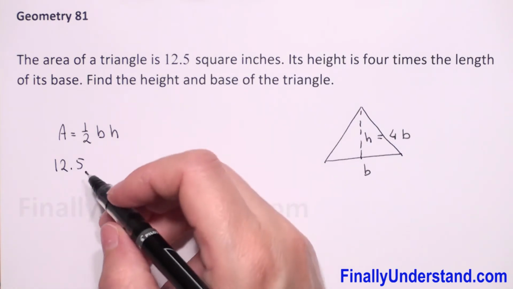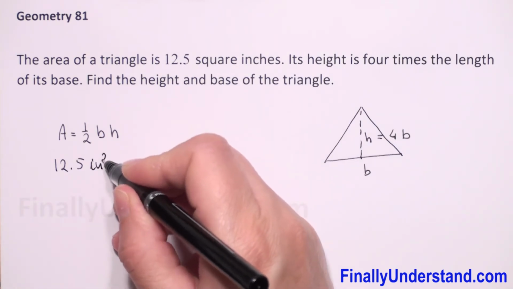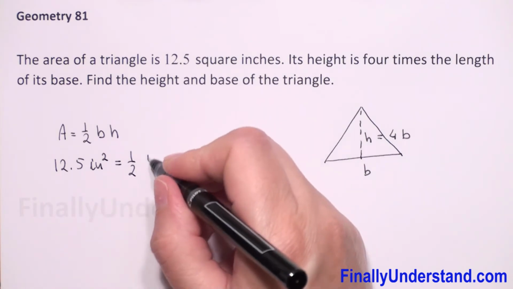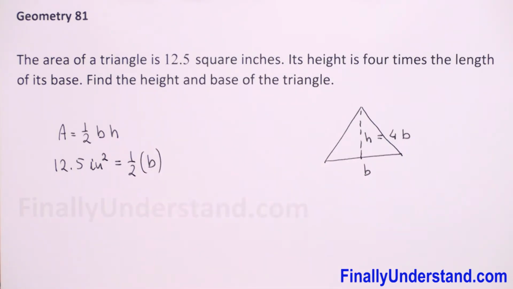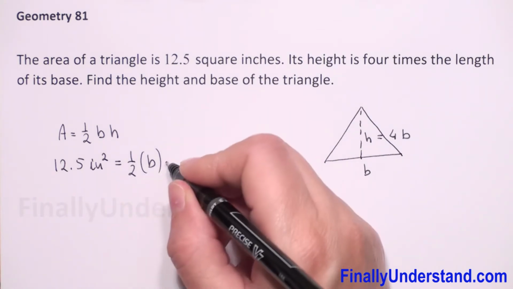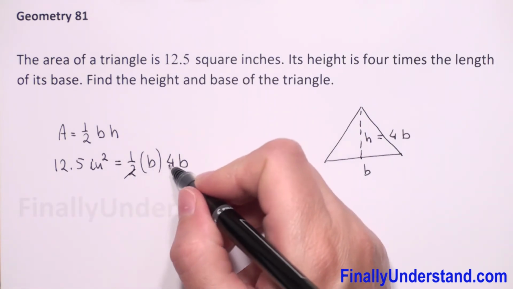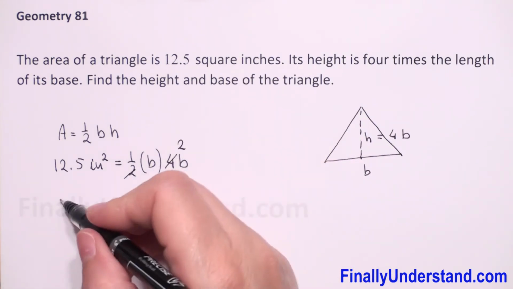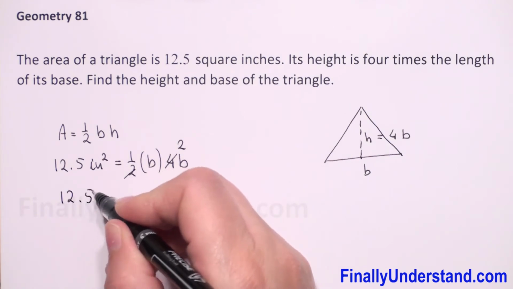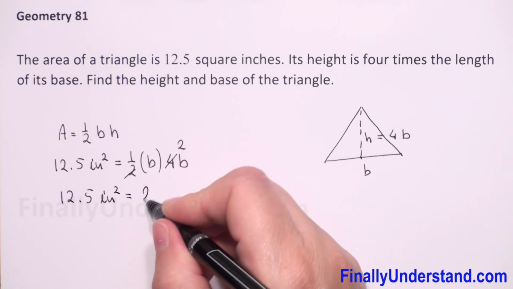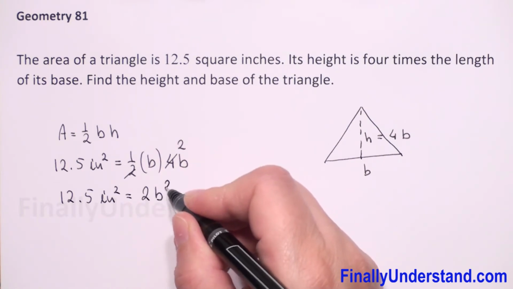0.5 square inches is equal to 1/2 b times h. h is 4b. So we have times 4b. We can reduce 2 and 4, which will be 2. We have 12.5 square inches is equal to 2b squared.